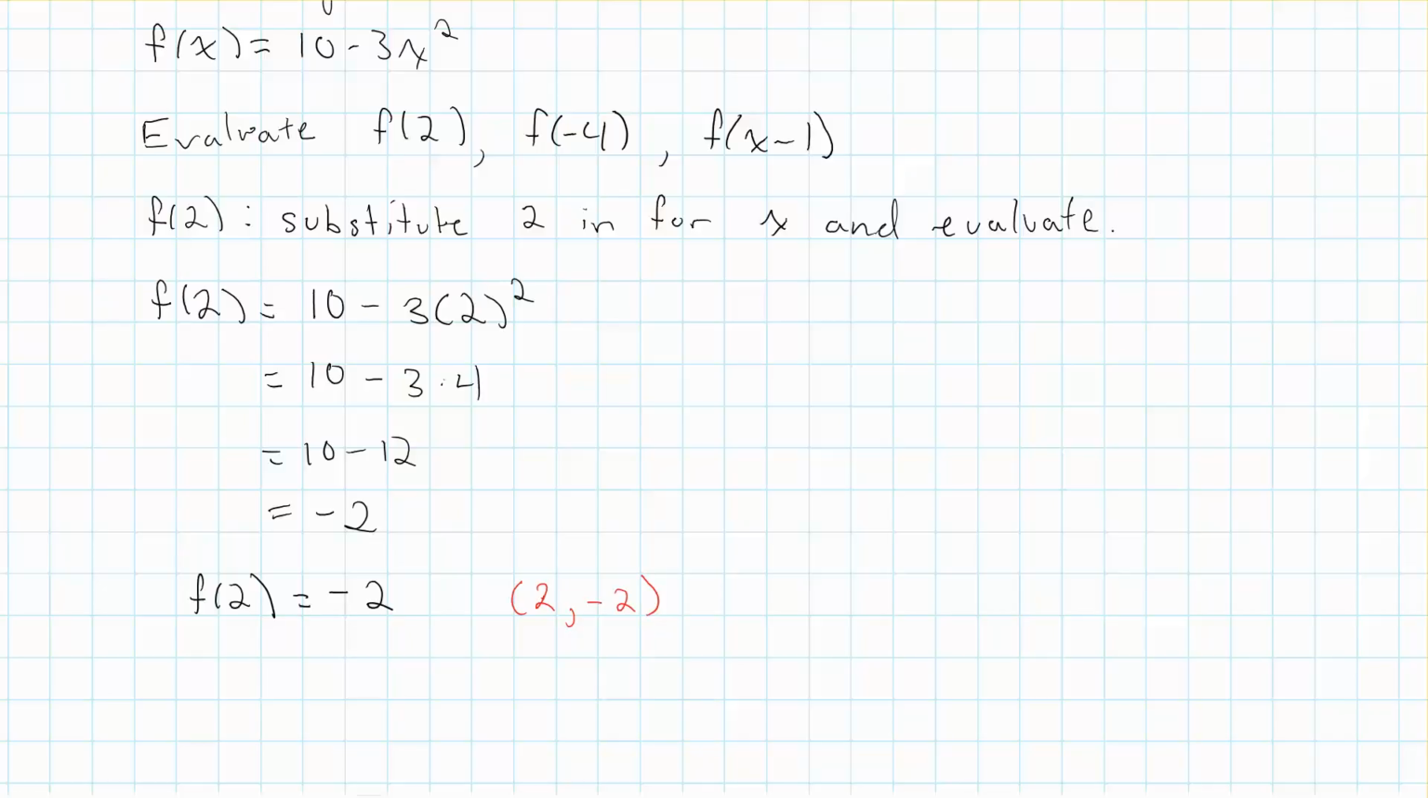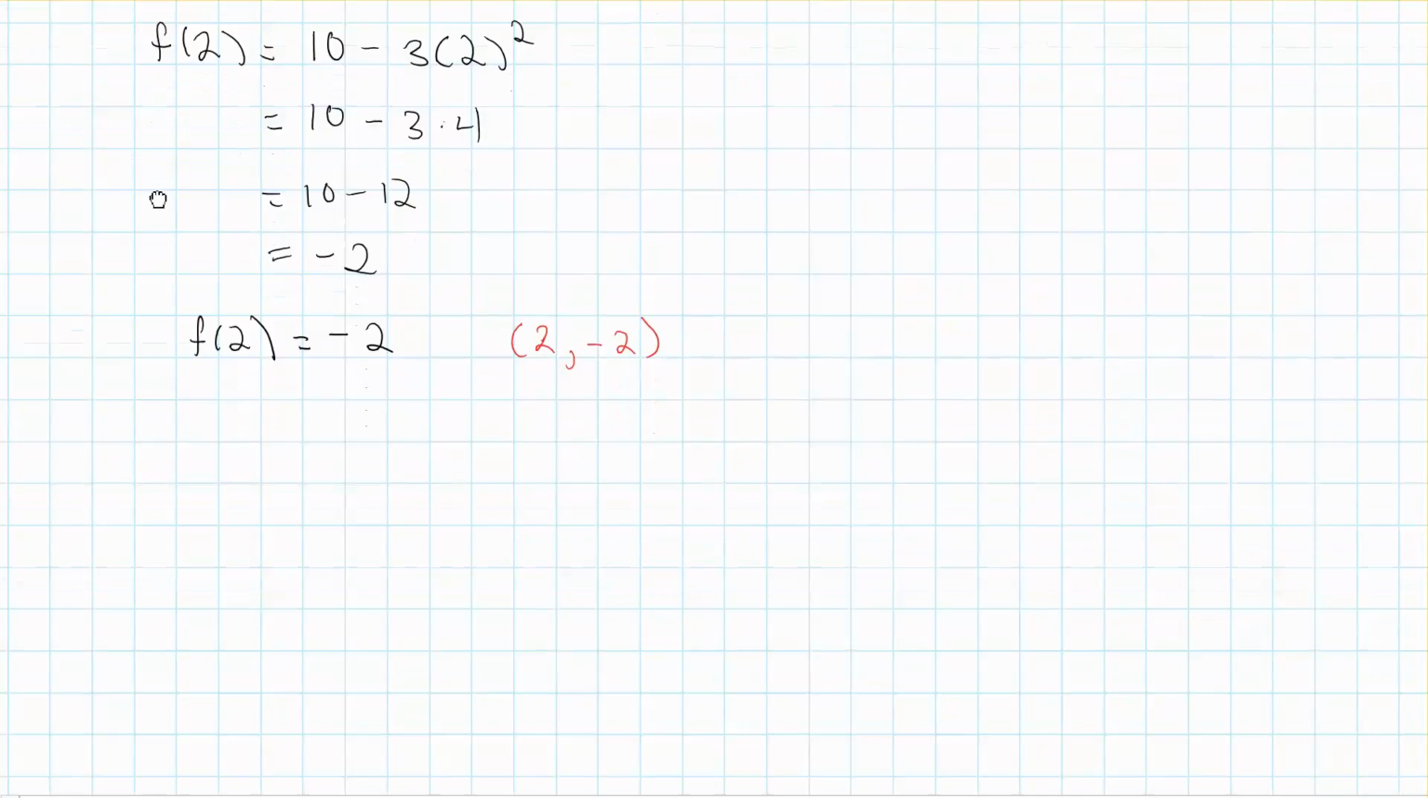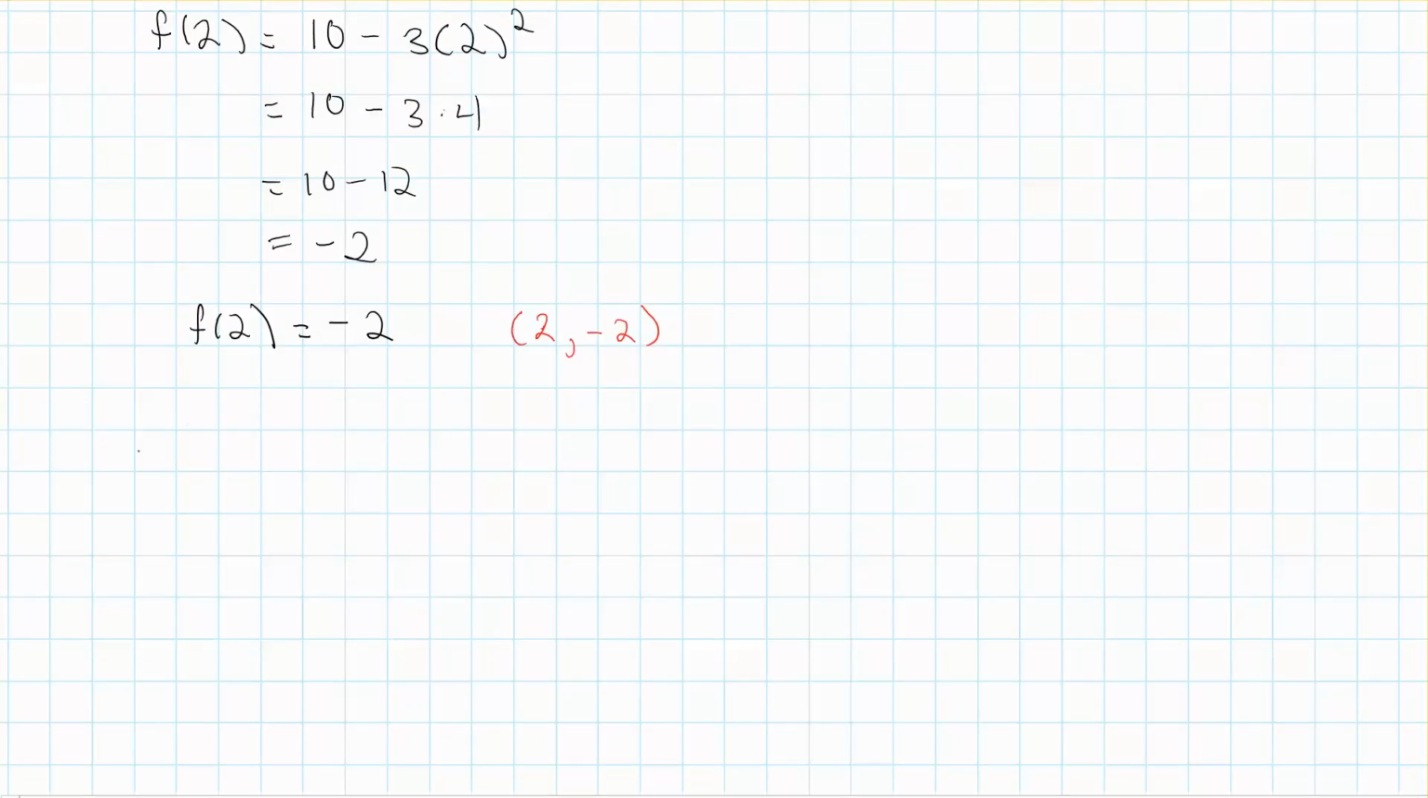All right, so then f at negative 4, really there's nothing too different about this. The only thing different is we're just going to substitute negative 4 in. So we'd have 10 minus 3 times negative 4 squared, which is 10 minus 3 times 16, 10 minus 48, which is negative 38.